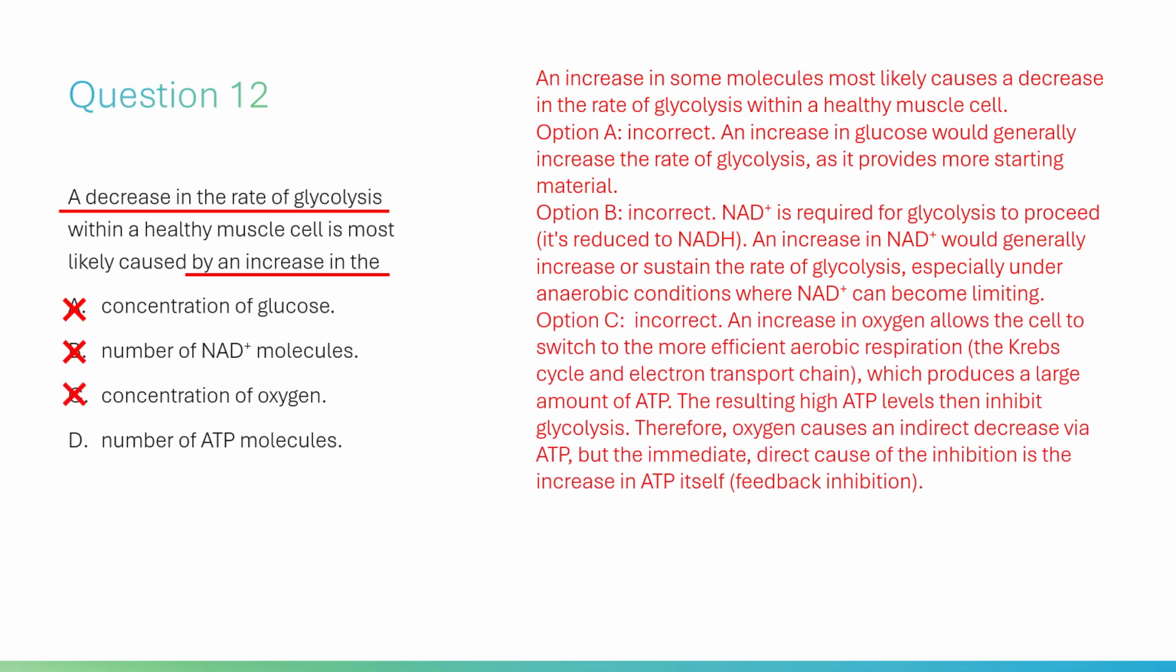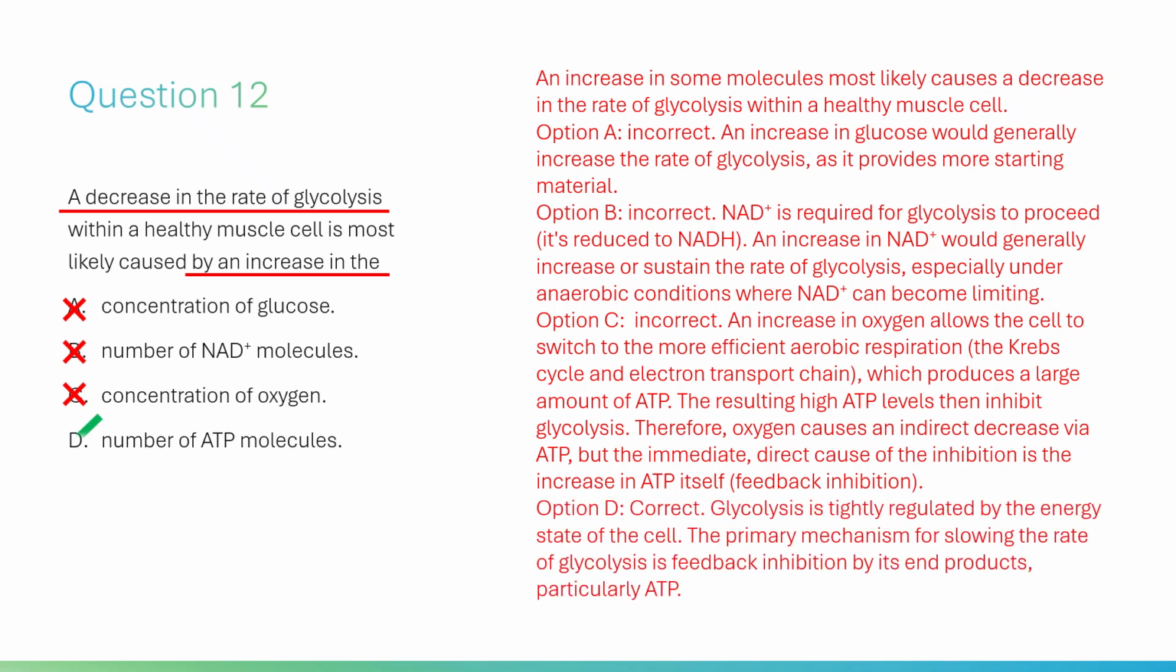Option C, incorrect. An increase in oxygen allows the cell to switch to the more efficient aerobic respiration, the Krebs cycle, and electron transport chain, which produces a large amount of ATP. The resulting high ATP levels then inhibit glycolysis. Therefore, oxygen causes an indirect decrease via ATP, but the immediate, direct cause of the inhibition is the increase in ATP itself, feedback inhibition.